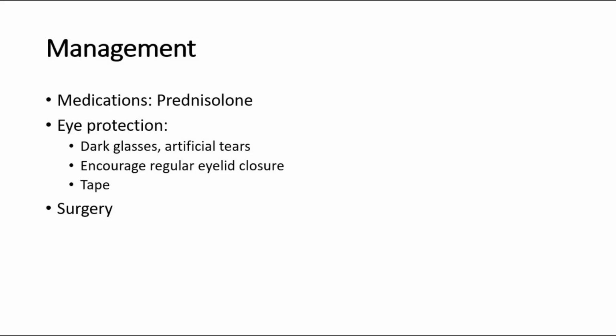Eye protection is needed due to the failure of closure of the eye, so to prevent dry eyes, we can give artificial tears or have the patient wear dark glasses. Encourage regular eyelid closure by pulling down the lid by the patient's hand, and at night we can use tape to help close the eyes. Surgery can be considered if the eye closure remains a long-term problem or there is severe ectropion.